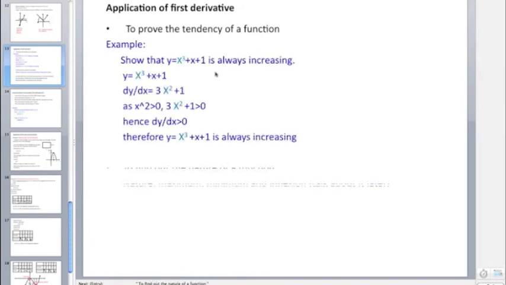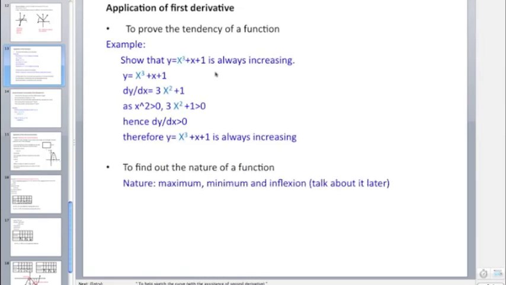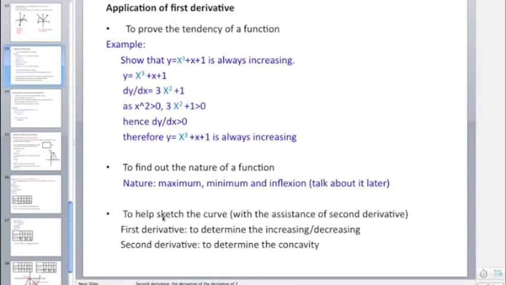We use the first derivative to prove the tendency of a function. For instance, we can show this function is always increasing by working out its first derivative, then proving it's positive all the time. We can also use it to find out the nature of a function. By the way, nature means maximum, minimum, and inflection. We will talk about it later. We can also use it to help sketch the curve with the assistance of the second derivative.